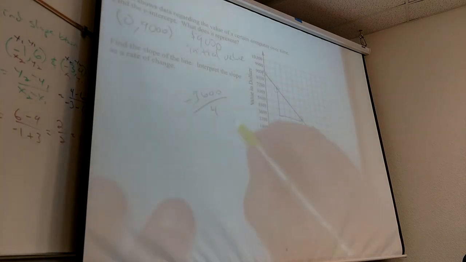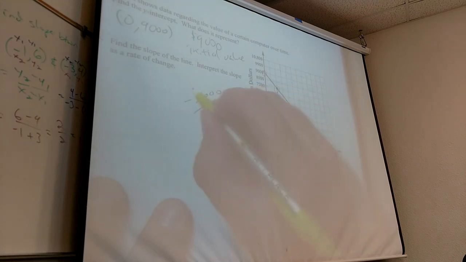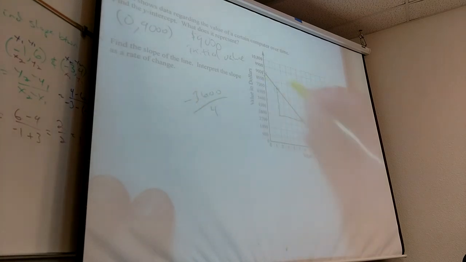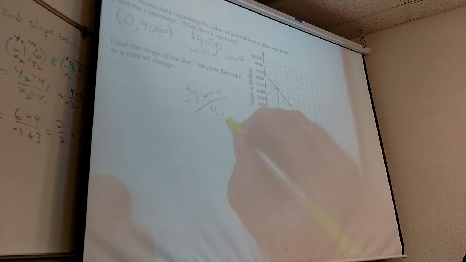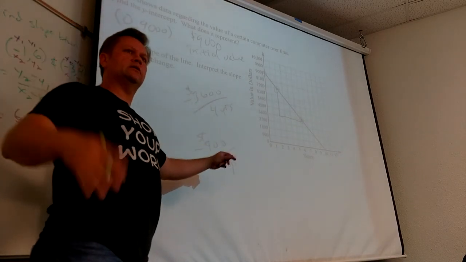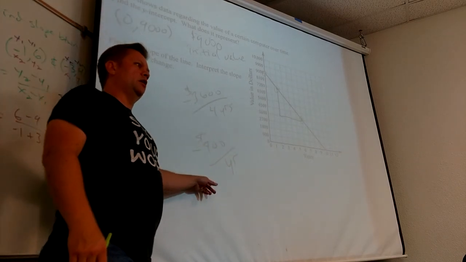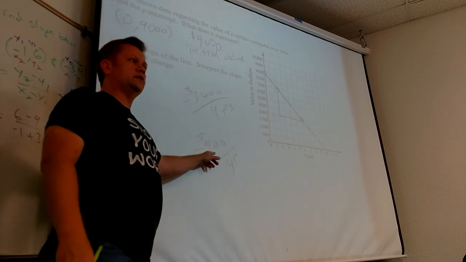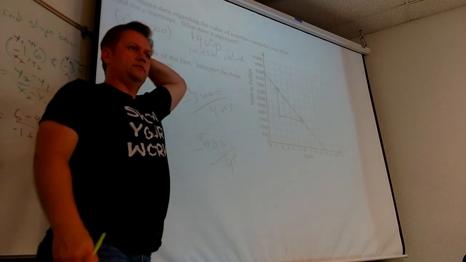So what is on top? What are the units on the top? Dollars. And on the bottom it's years. So what do you get when you reduce this? Negative $900 per year. And of course, what does that mean? Pretty much exactly what I just said, but just spelled out a little better in a sentence. Every year it loses $900 in value.